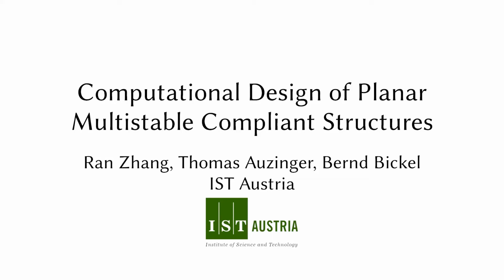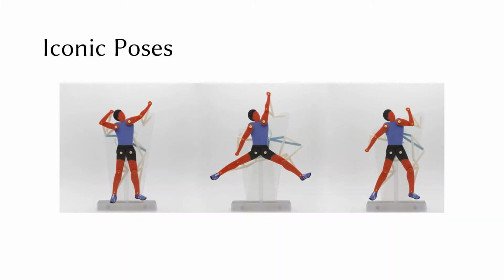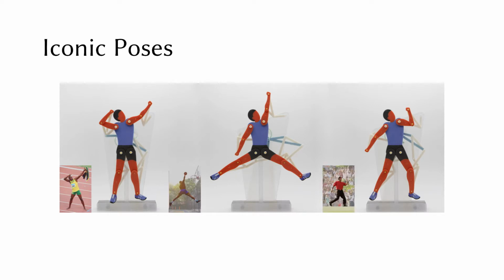We present a computational design tool for creating multi-stable mechanisms. In this example, we used our tool to design a compliant bar joint mechanism that exhibits three iconic poses of famous athletes: Usain Bolt, Michael Jordan, and Tiger Woods. While each pose is stable against disturbance forces, we still ensure that the mechanism can be transitioned from one pose to the other. Before showing more examples, we describe the main aspect of this work.